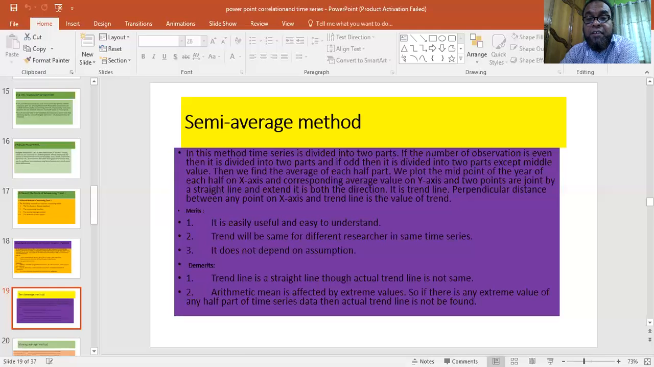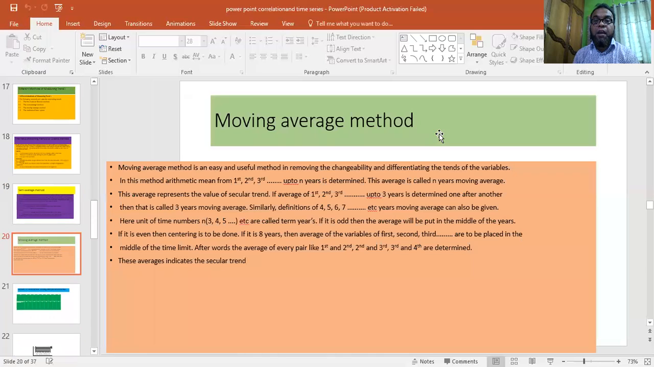Demerits: the trend line is a straight line, though the actual trend line is not. The arithmetic mean is affected by extreme values. So if there are extreme values in either half of the time series data, then the actual trend line cannot be found. This is the main disadvantage. If any value is very high or very low, it may affect the average. So in this case, we will not get the actual trend line. I think it is very easy for you, and I will solve the maths also.